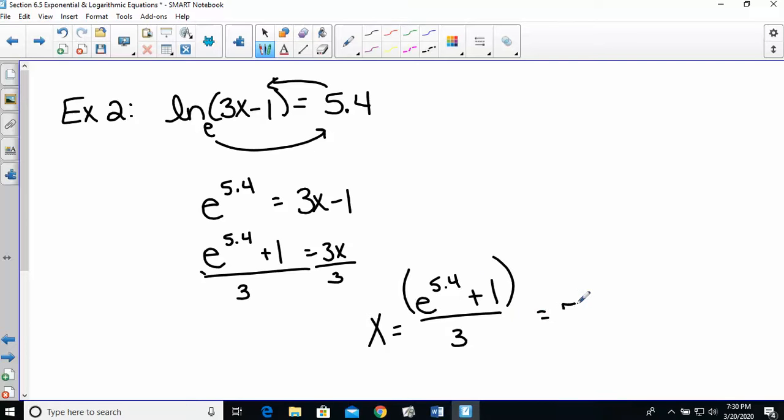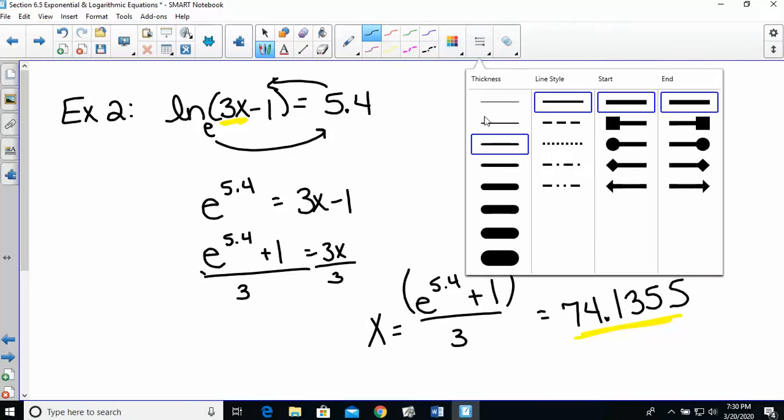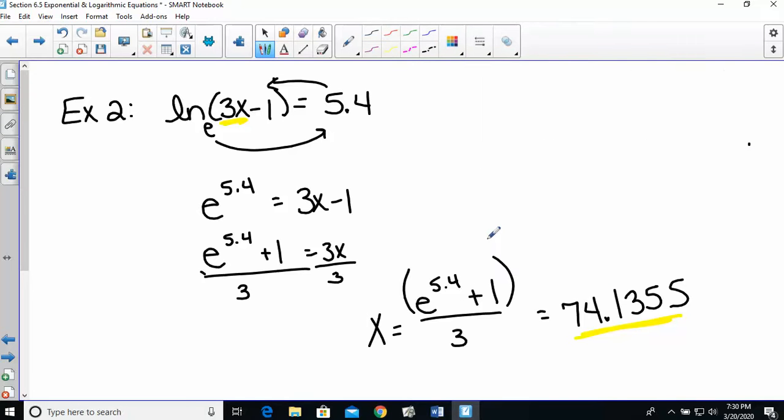If we do that, I like you to round to 4 decimal places. Again, on the Math Excel, just watch. It'll tell you what it wants you to do. And you get 74.1355. So there's the exact answer versus my decimal approximation. Again, quick check: when I put this in, 3 times that minus 1 is positive, so it's okay. When you plug it in, it has to be a positive number.